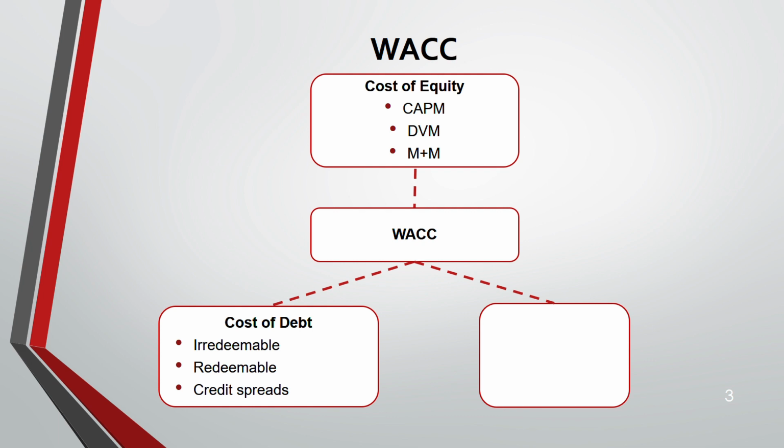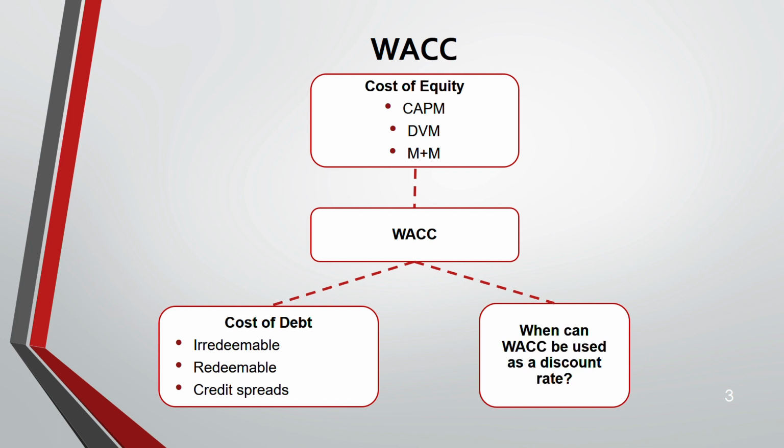Redeemable debt means it has a maturity date. It's going to mature at this date. That means for example, you took a loan for 4 years. So 4 years is your redemption period. That is a redeemable debt. Some, they do not have a time limit, unlimited. That is known as irredeemable. And credit spread is a thing which we use to calculate cost of debt. We'll go through that in detail later on.